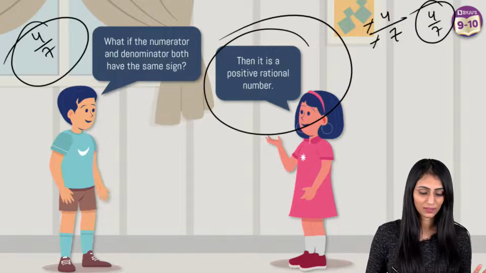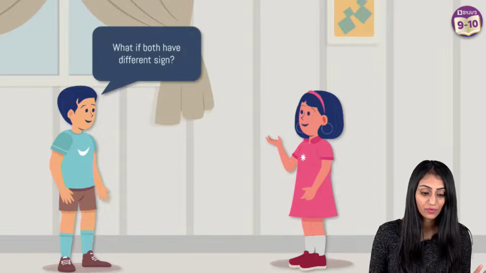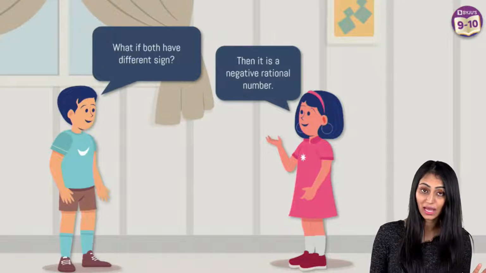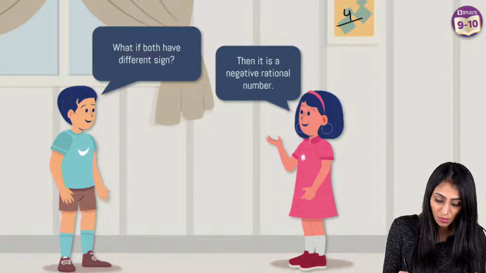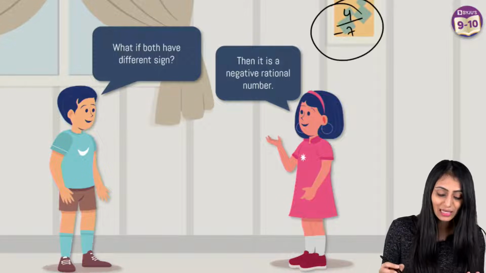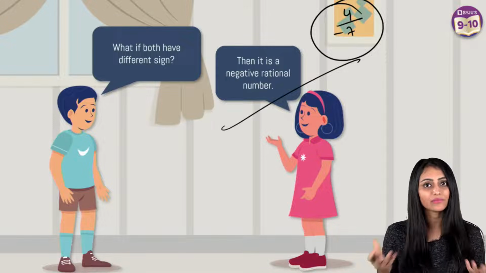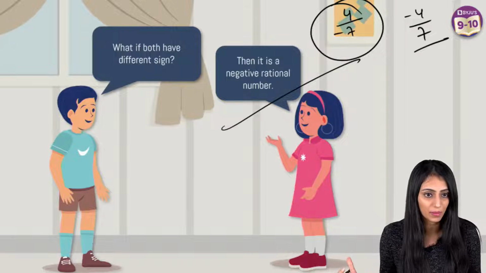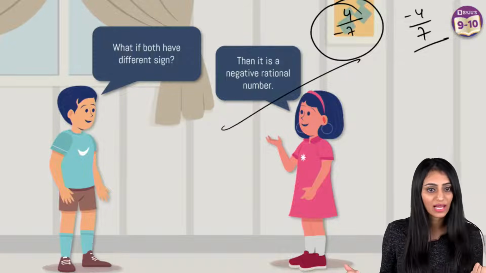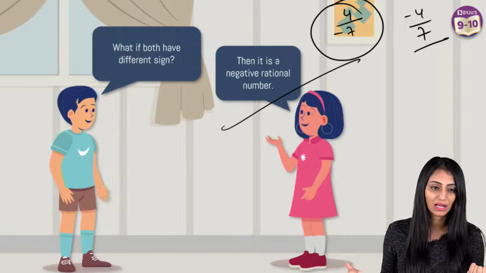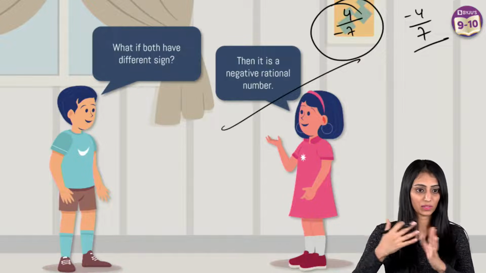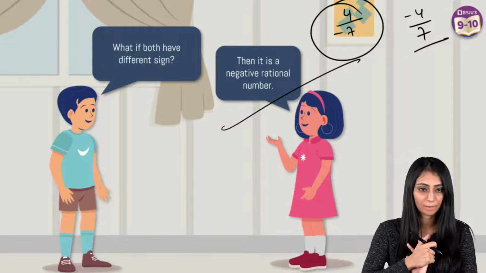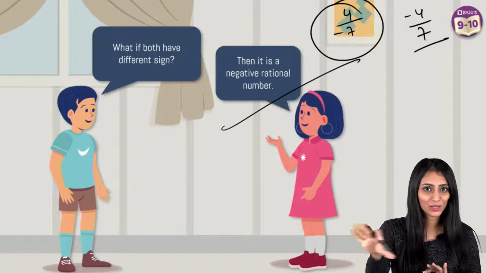All right. Now, what if both have different signs? Let's say this is positive, this is negative. In that case, we will call this rational number a negative rational number. Or if it is written like this, again it is a negative rational number, if they have different signs. If both numerator and denominator are negative, then negative negative cancel out each other. One negative cancels out the other one. So I hope this topic is clear to everyone.